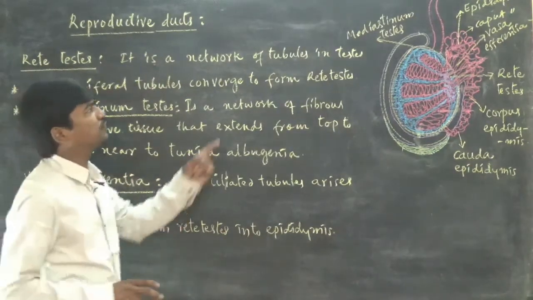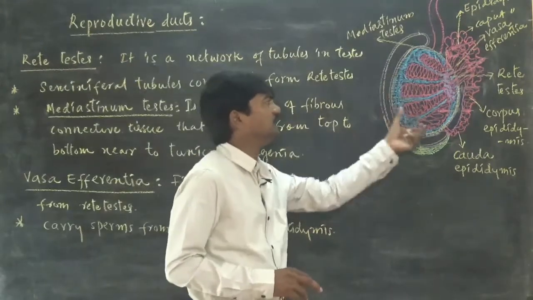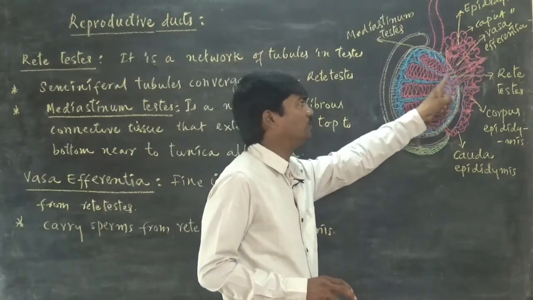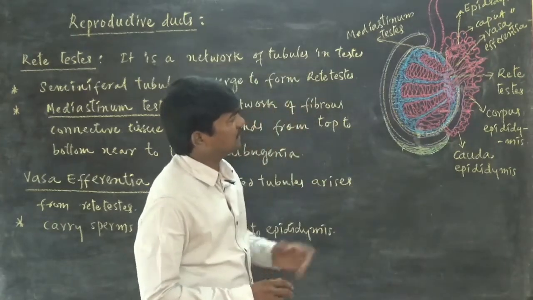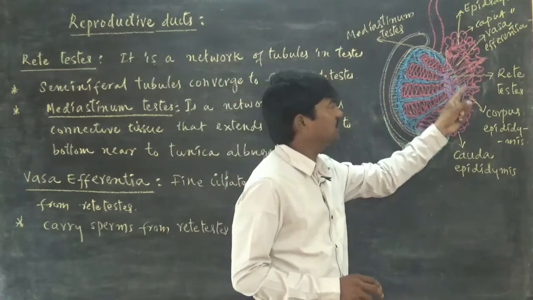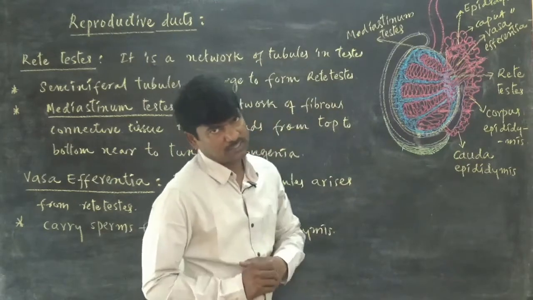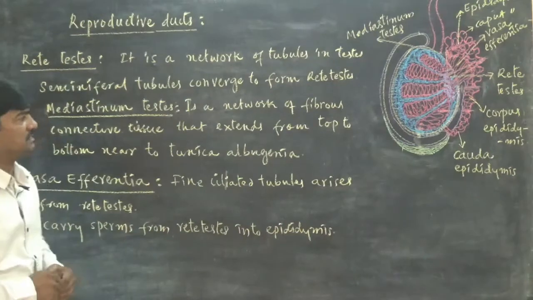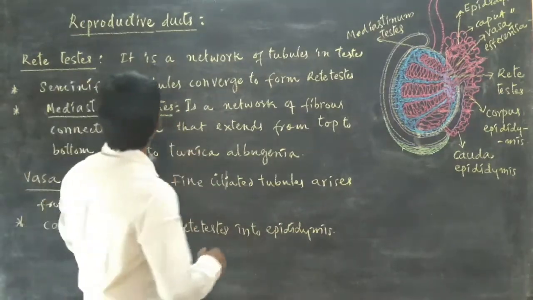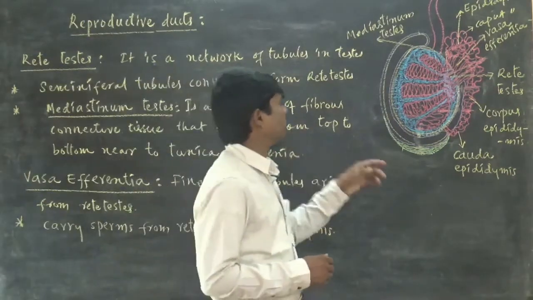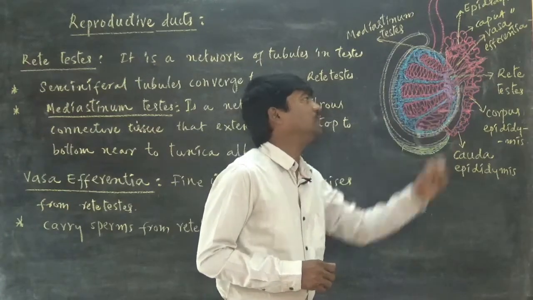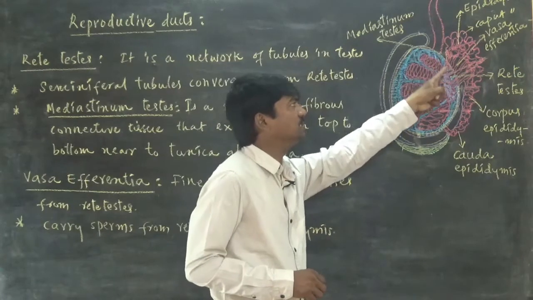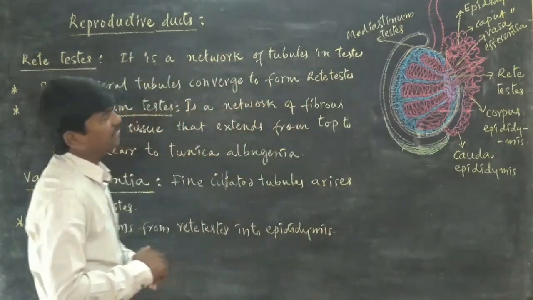Rete testis is a network of tubules that is present inside the testis. Here we can identify that this network arises from the seminiferous tubules, and that is known as rete testis. Another structure inside is the mediastinum testis. It is also a network of fibrous connective tissue that extends from the top to the bottom of each testis. So here we can identify the mediastinum.